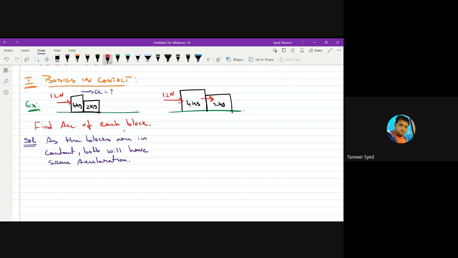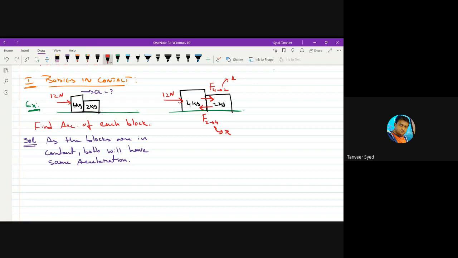Okay, so 4 kg applies force on 2 kg. I will call this the force by 4 kg on 2 kg. Then if you remember Newton's third law, for every action there will be an equal and opposite reaction. If 4 kg is trying to push 2 kg, 2 kg will also push 4 kg in the opposite direction. So this is the force by 2 kg on 4 kg. This is action. This is reaction.